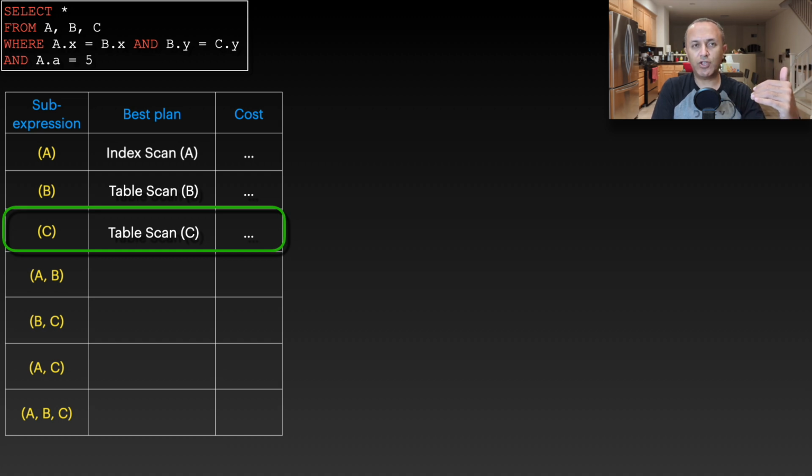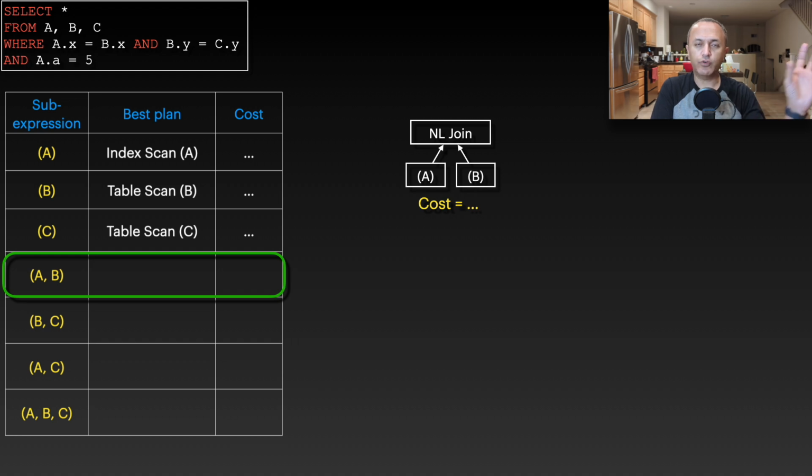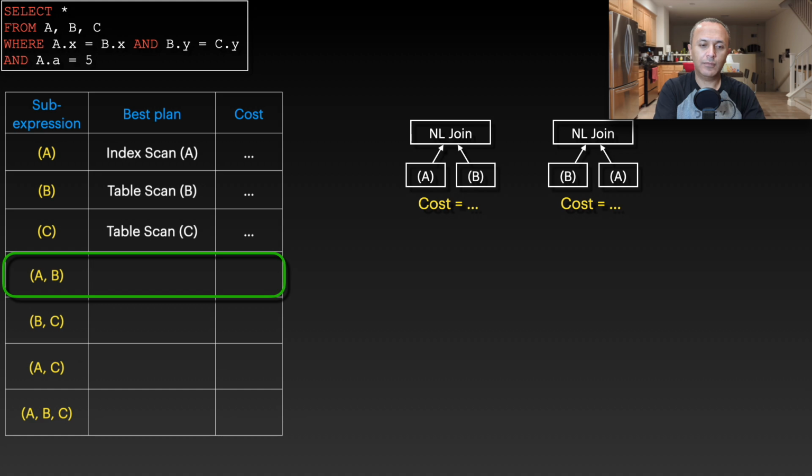Now we go to try to find the pairs, A and B. For A and B, let's say one potential plan would be do a nested loop join, where A is on the outer side and B is on the inner side, and we can estimate the cost of that. We can also do the opposite. We can have B on the outer side and A on the inner side, and we can estimate the cost of that as well. And in order to estimate the cost of that, we use the cost for the best plan for A and the cost for the best plan for B. We already have those. And then based on that, we can estimate the cost of the join.